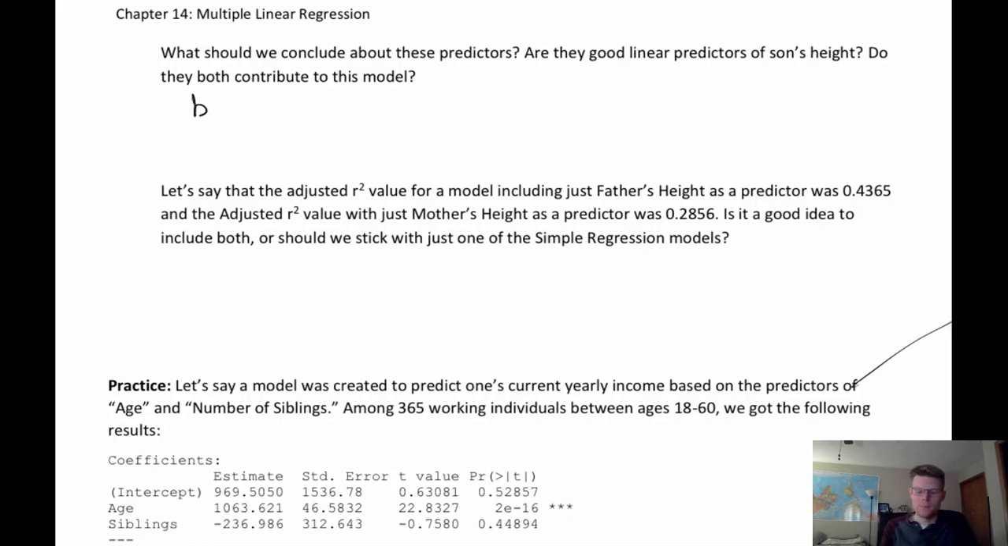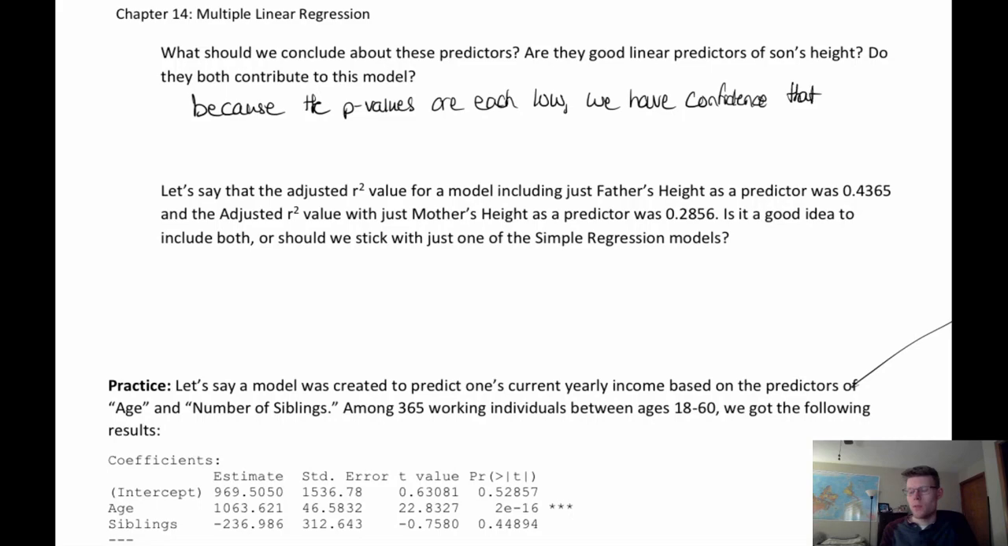So because the p-values are each low, we have confidence that both predictors are contributing to the model.